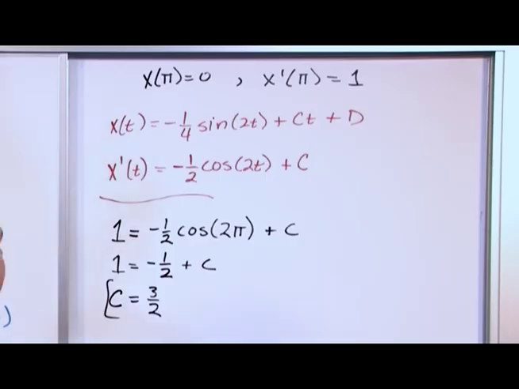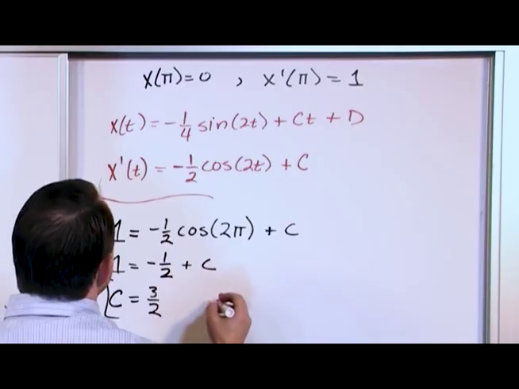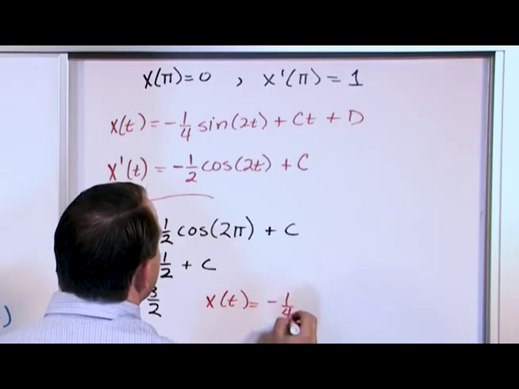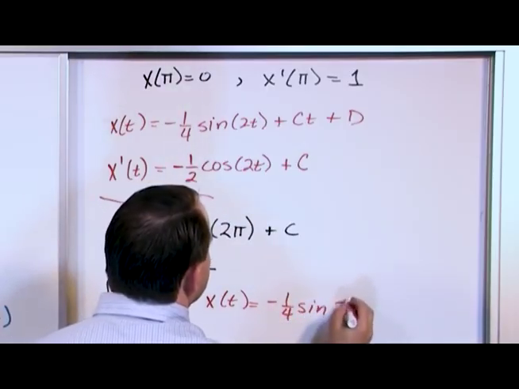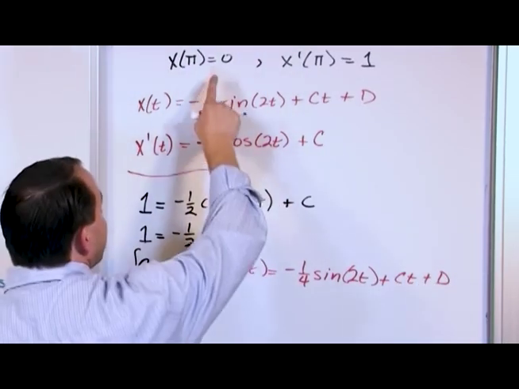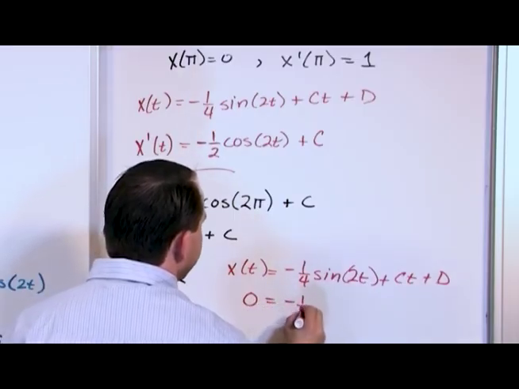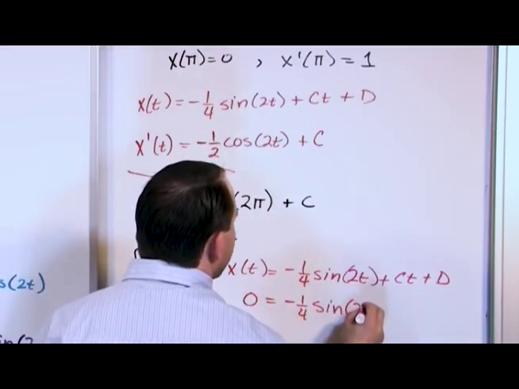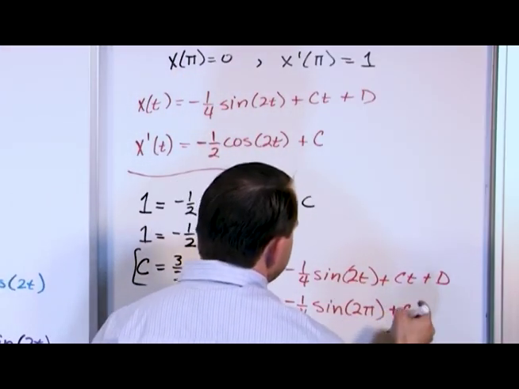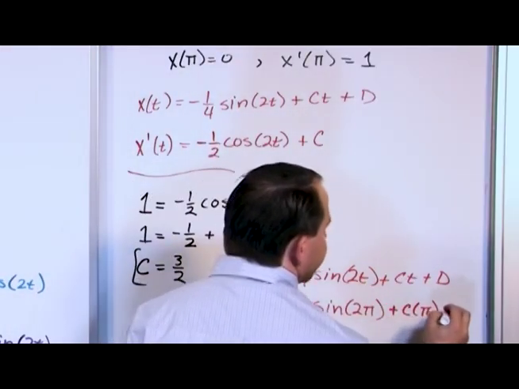The second one is going to be found by using the other initial condition. So what we'll have is, I'll just write it over here, x of t is equal to -1/4 sine 2t plus c times t plus d. So here we'll plug in our initial condition x at pi is equal to 0, put a 0 here, -1/4 sine of 2 times pi, because t is equal to pi in our initial condition, plus c times pi, because t is equal to pi, plus d.